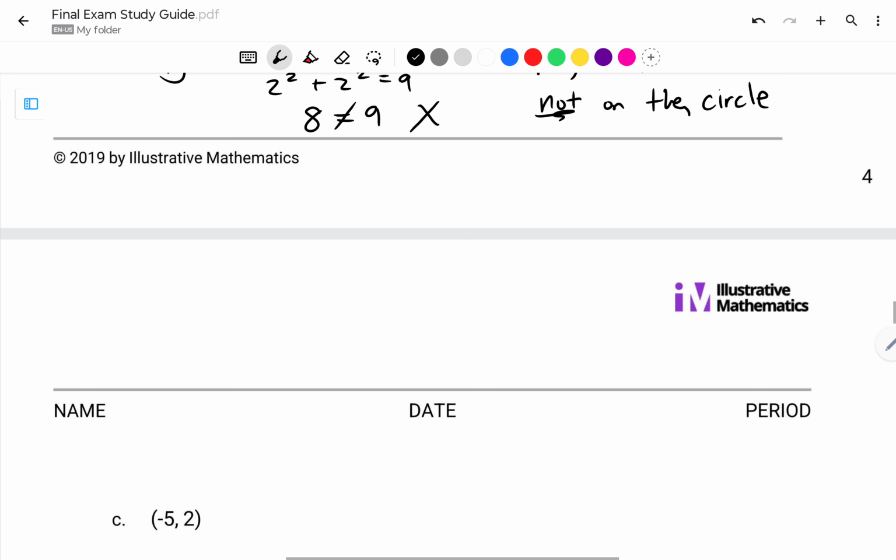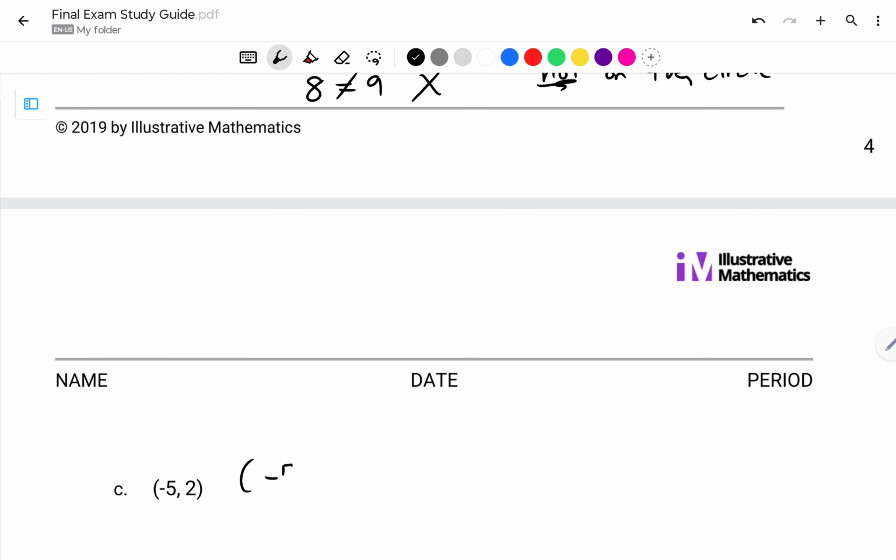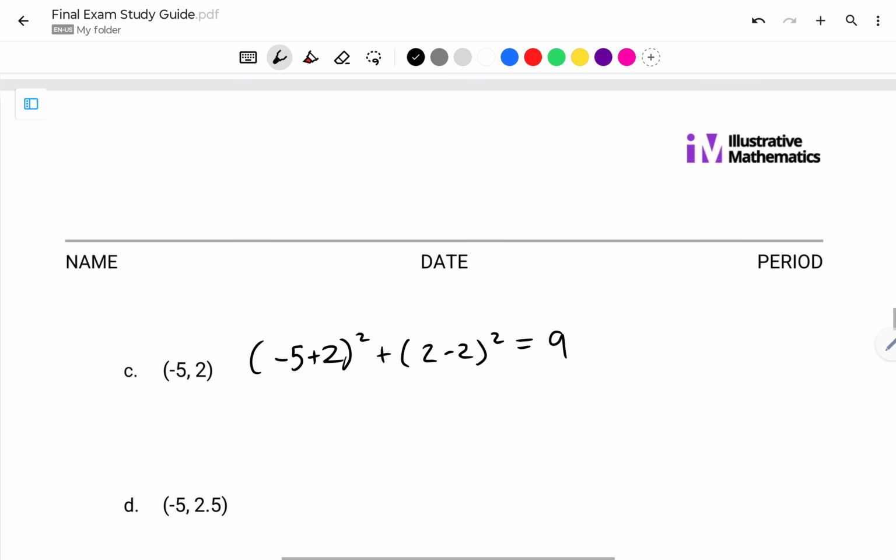(-5, 2). So again, I'm going to use the same formula. (-5 plus 2) squared, and then (2 minus 2) squared equals 9. -5 plus 2, that's -3 squared. This is 0 again. And then -3 squared is 9. And then 0 squared, that's 0. 9 plus 0, that's 9. Okay, so this one is yes.